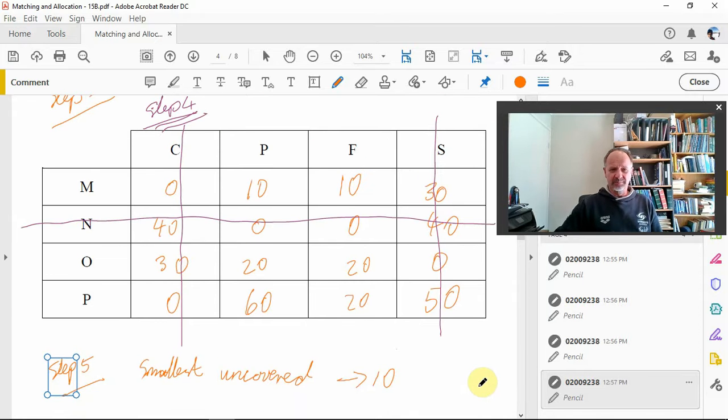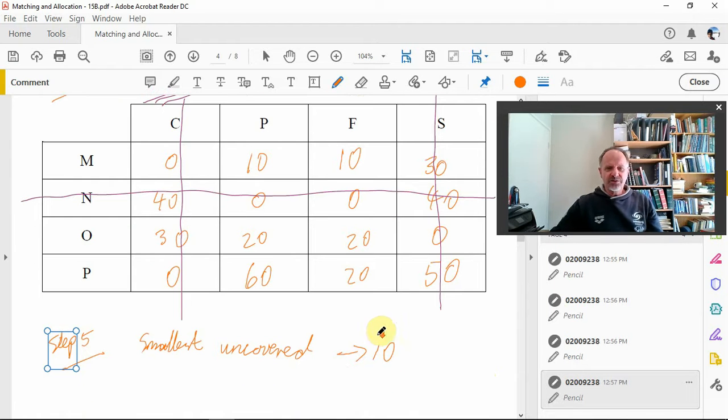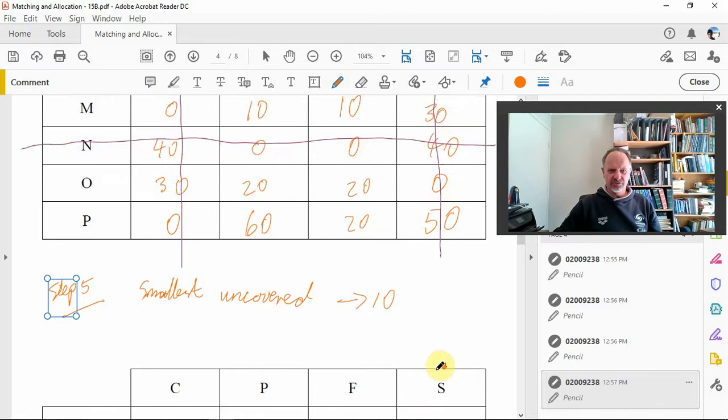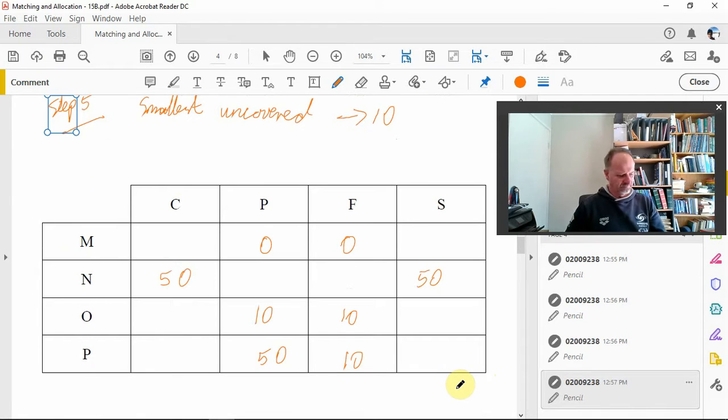All our other numbers, these ones here just covered by one line, we just transcribe them. We've got 0 there, 30 here, 0 there, we had zeros there and there, we had 30 up here, 0 here, and 50 here.